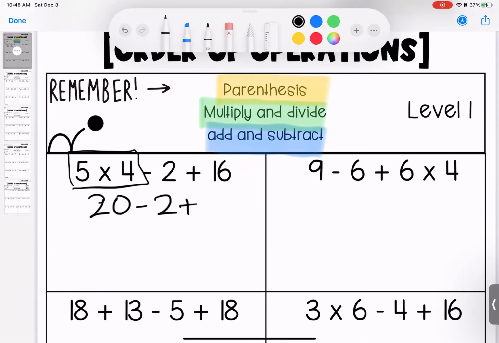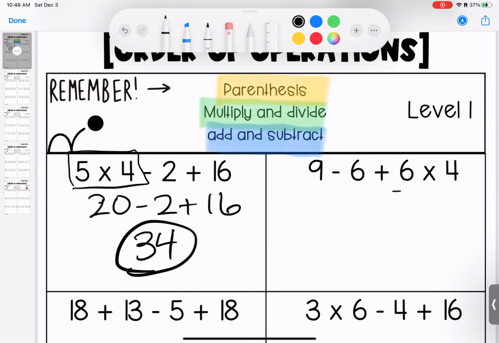Remember to rewrite, then add and subtract. I have a subtraction symbol and an addition symbol. So at this point, I'm going to do them as I see them, okay? So 20 take away 2 is 18. 18 plus 16 gives me 34. 34 is my final answer. Again, 20 minus 2 is 18. 18 plus 16 is 34. On to our next problem.